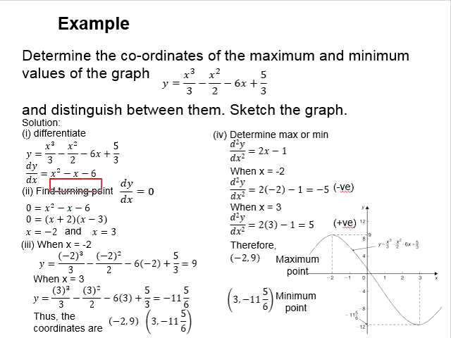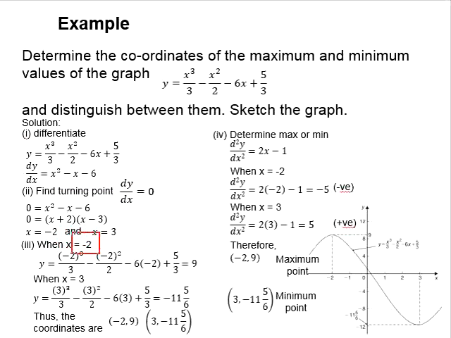Now you need to identify the turning points by equating dy/dx equals 0. Substitute 0 into the function of dy/dx. You will get x to the power of 2, which after factorization, you know that it equals negative 2 and 3. That means the turning point happens when x equals negative 2 and equals 3. Now you need to determine the coordinates of the turning point.